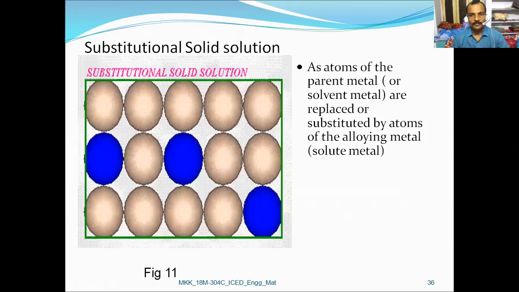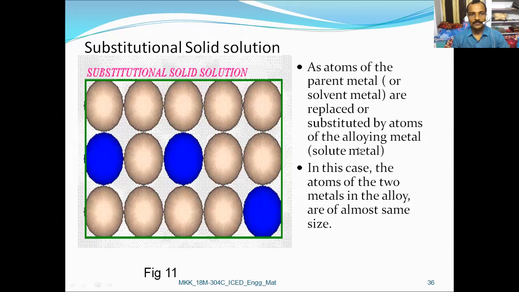So this is the diagram of the atoms of the substitutional solid solution. In a substitutional solid solution, the parent or solvent metal atoms are replaced by the substituting atoms of the solute metal. See, here the blue color atoms are replaced with the solute of this particular color. So in this case, the atoms of the two metals in the alloy are of almost the same size. So this is a substitutional solid solution and the arrangement of atoms.